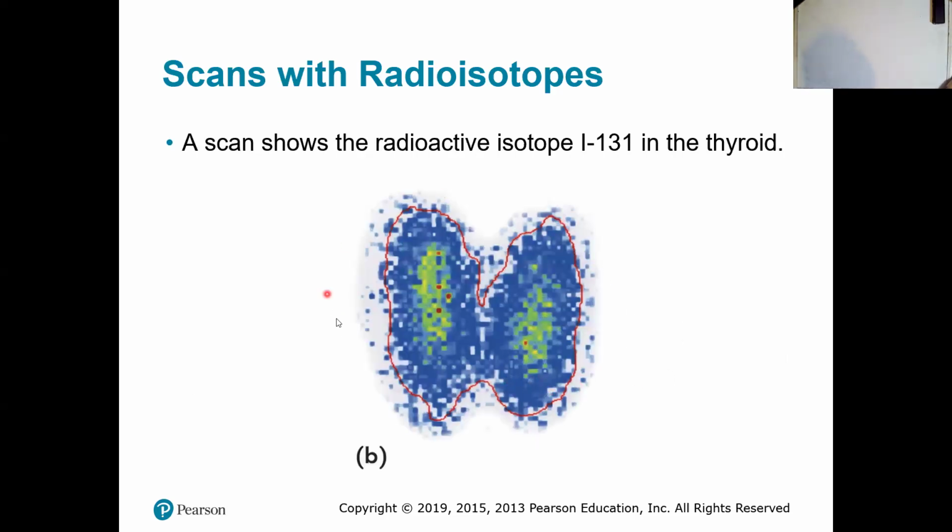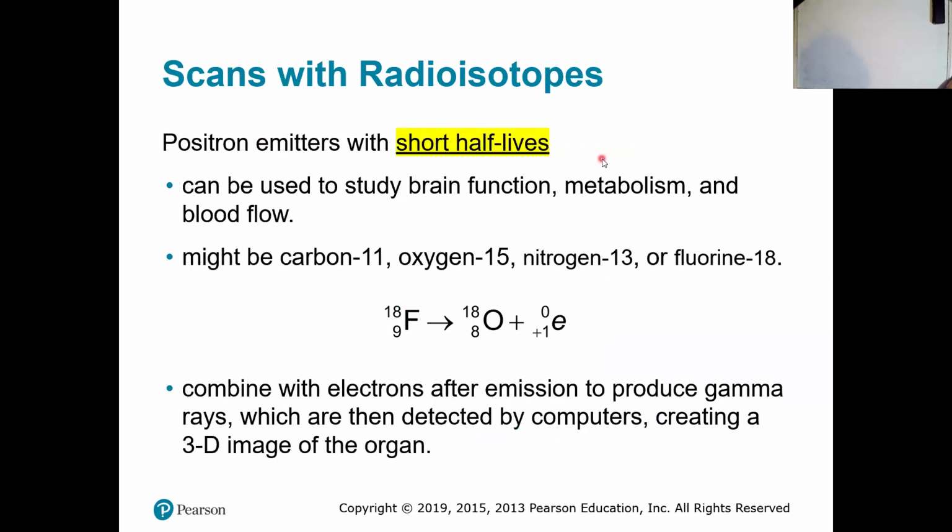So this is an example of the type of scan that is shown from the thyroid when you've had some iodine-131 absorbed. But it's visualization that you wouldn't get otherwise because there'd be nothing in the thyroid to emit something that would interact with the photographic plate. Again, short half-lives. I keep on highlighting it here.